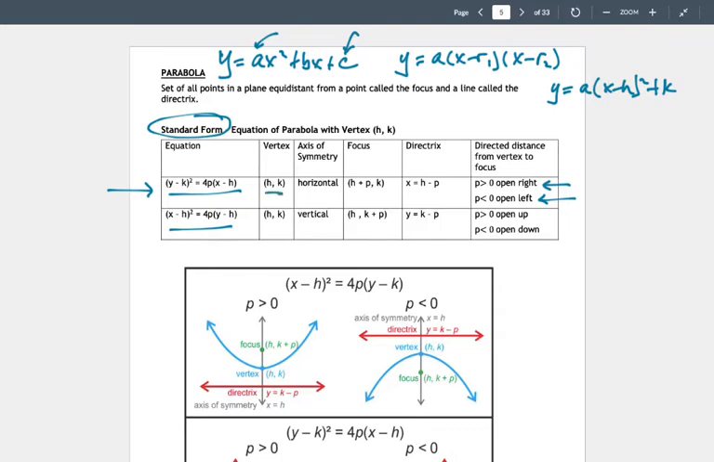The h and the k will still tell you the vertex. If you're opening either right or left, your axis of symmetry is a horizontal line. If you open up or down, your axis of symmetry is a vertical line. And we'll talk about the focus and the directrix as we move on. So now let's look at some pictures of these.